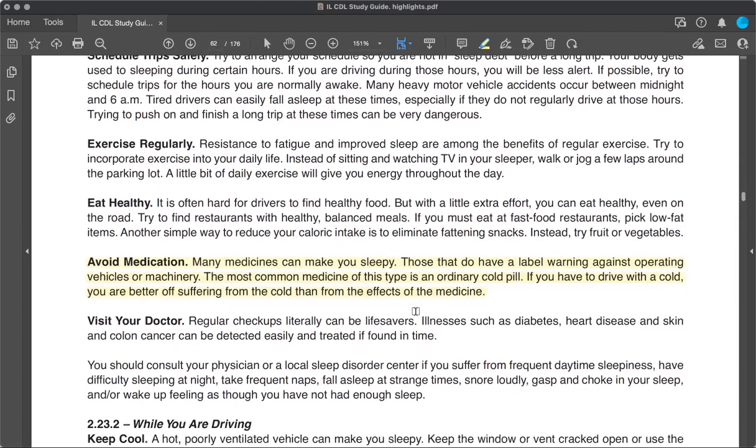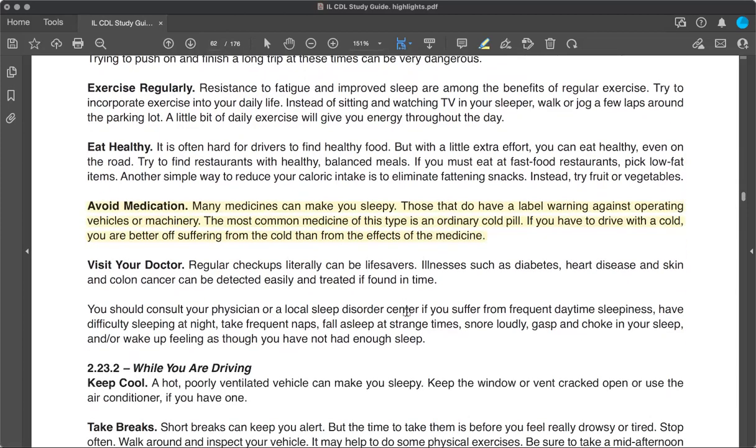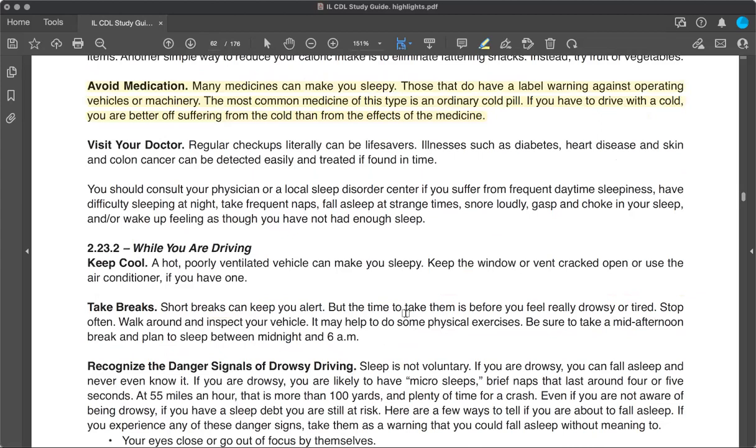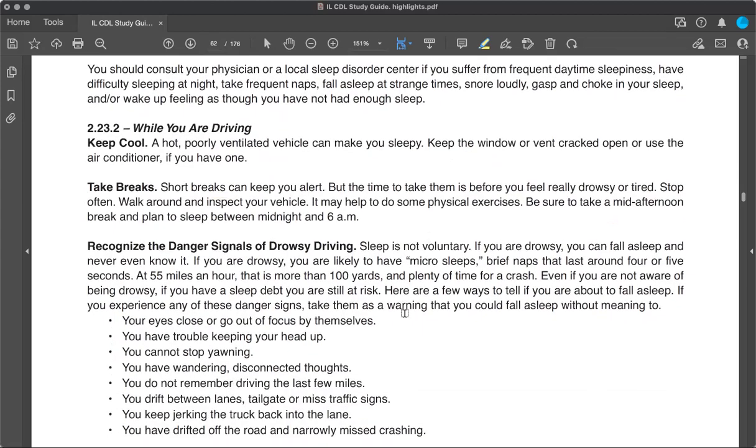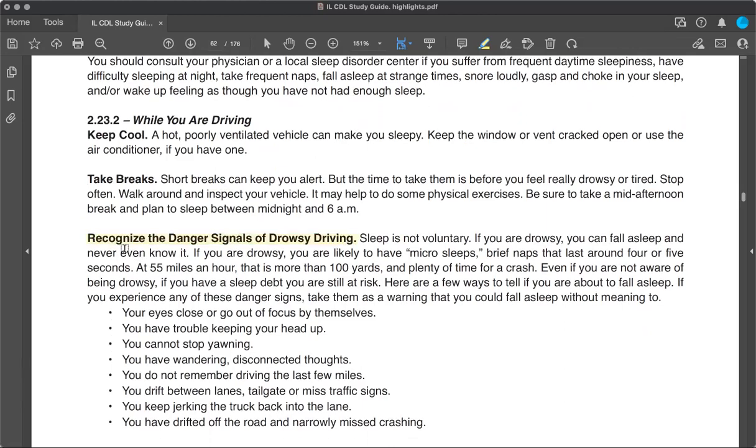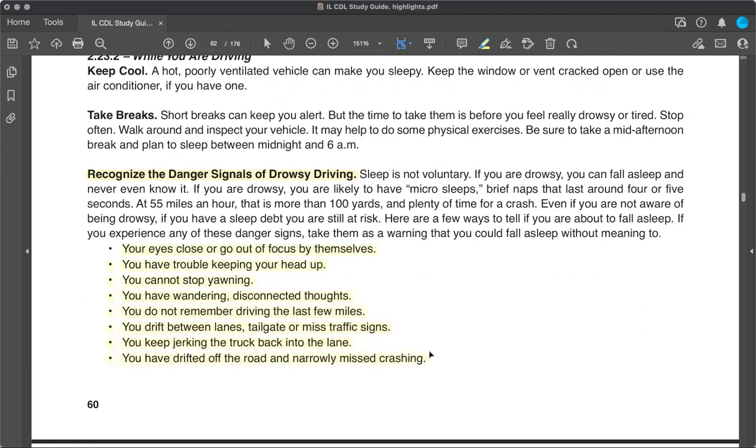So if we go down to below 2.23.2, where it says recognize the danger signals of drowsy driving, just make note of each of those bullet points. These are the signs of drowsy driving. You may have a question that asks you to identify the danger signals, or it may say warning signs.